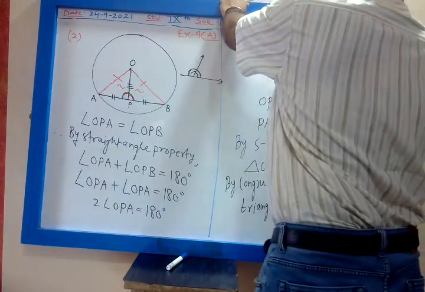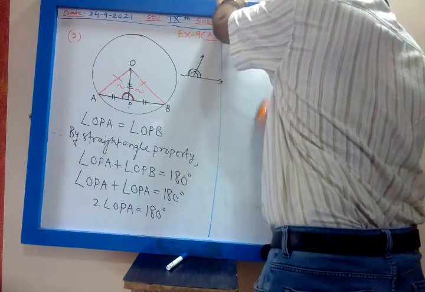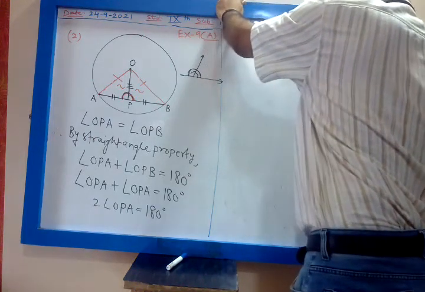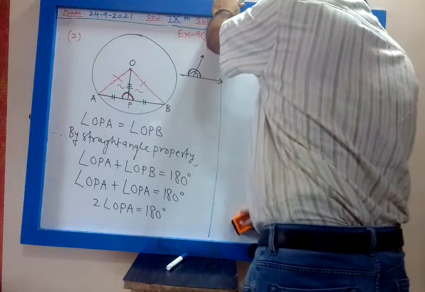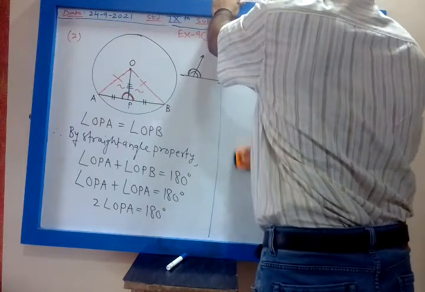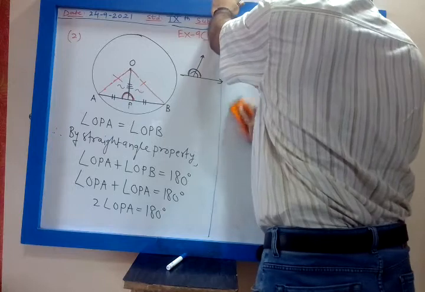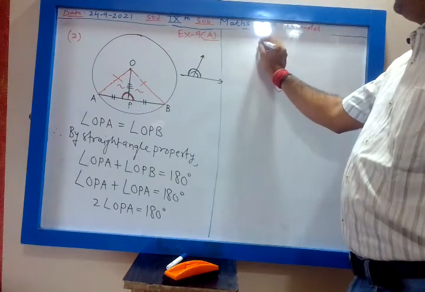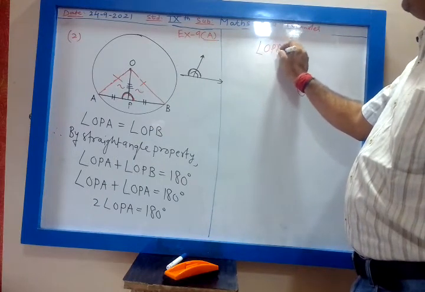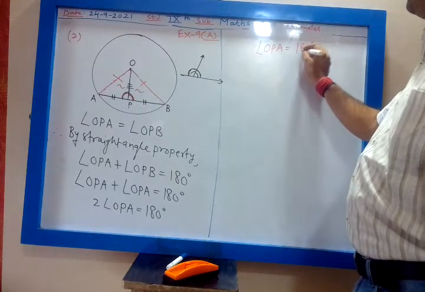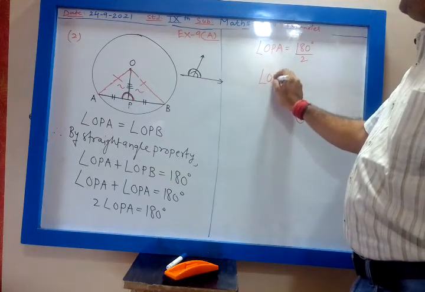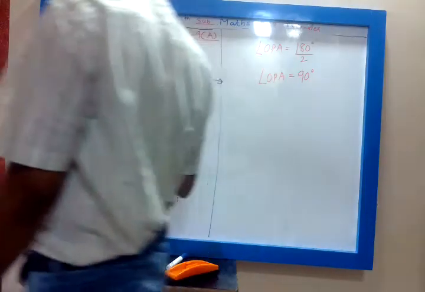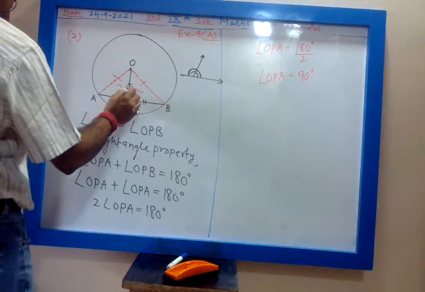So angle OPA is 180 degree divided by 2. Angle OPA is 90 degree. This angle is 90 degree, so this is also 90 degree.